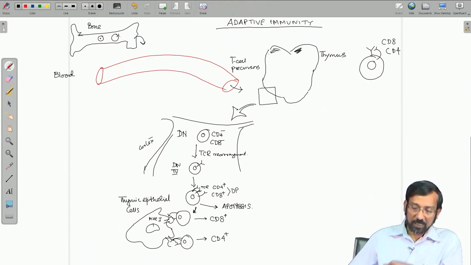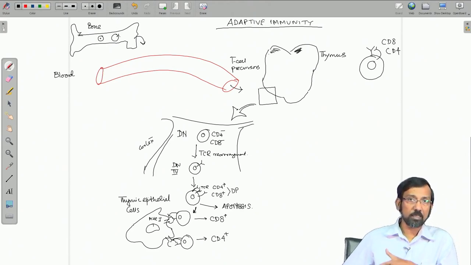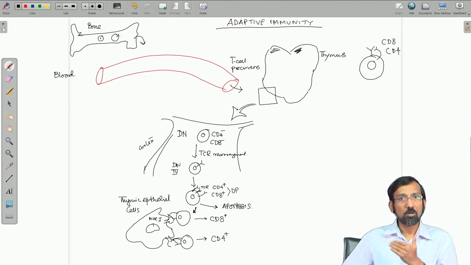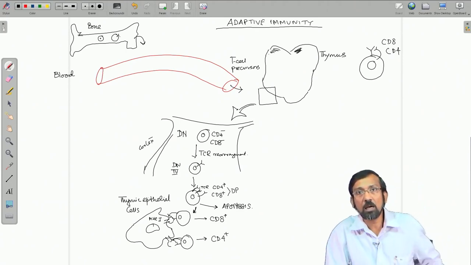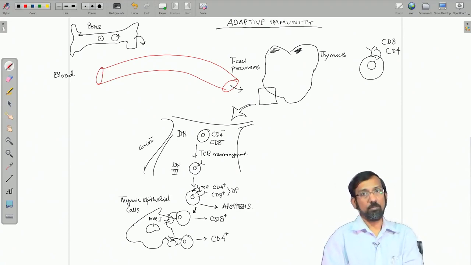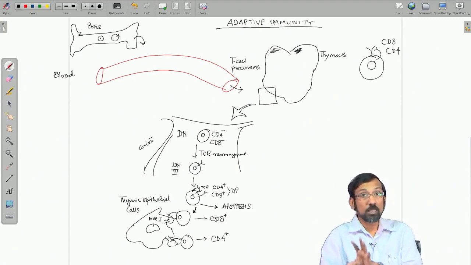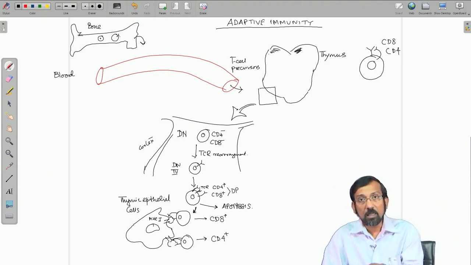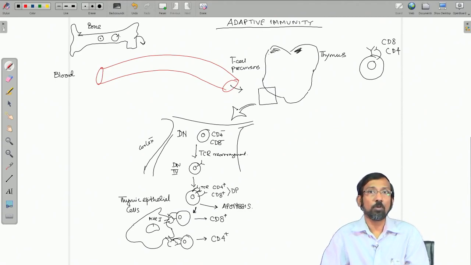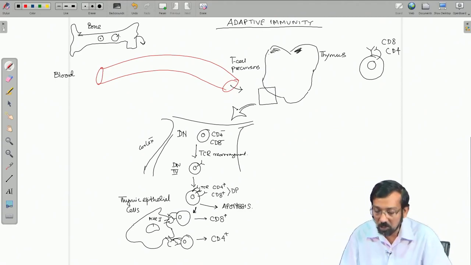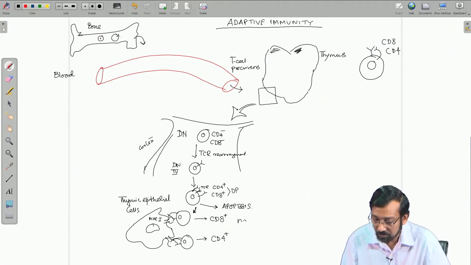Now, these cells which have been selected as CD8 or CD4 plus cells are still the naive T cells. They are naive because they have not yet encountered any foreign antigen, so they have not been activated. That is why we call them the naive T cells.